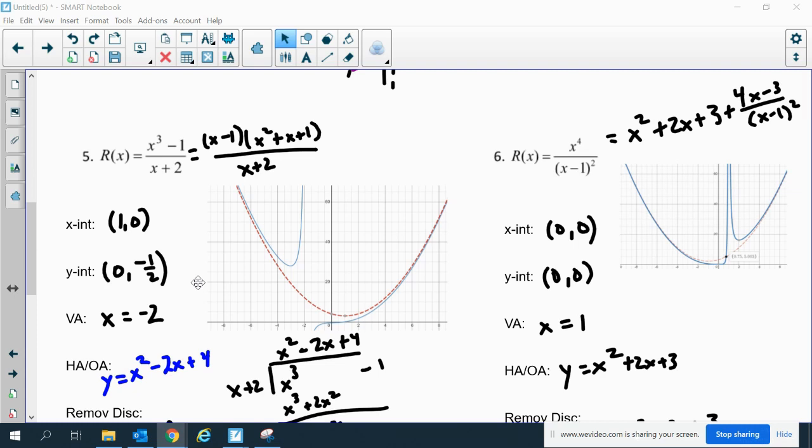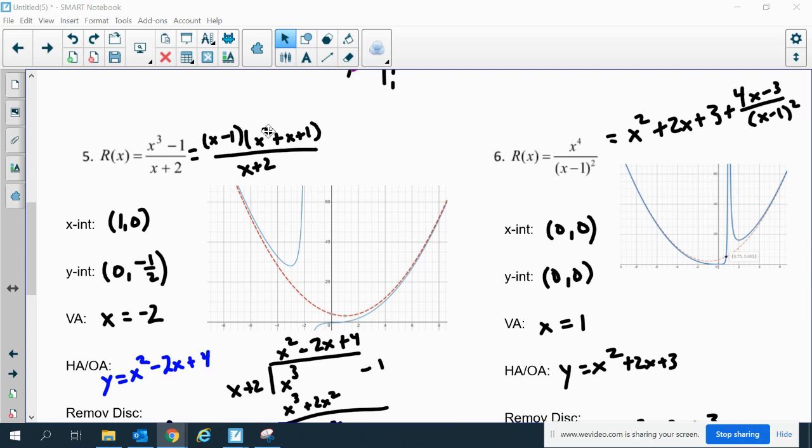In the interest of time, I've already calculated problems 5 and 6. So I've done all the long division. I've looked at factoring in number 5, where I factored out the x cubed minus 1 using SOAP and everything. So looking at number 5, the x-intercept is at (1, 0). This part, if I use the quadratic formula, I would get imaginary answers.